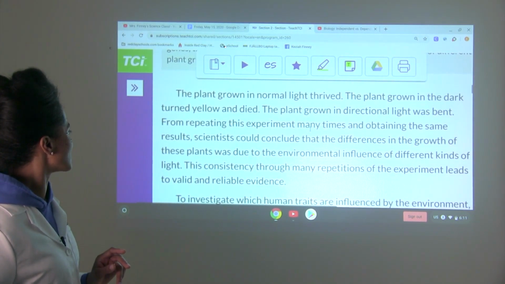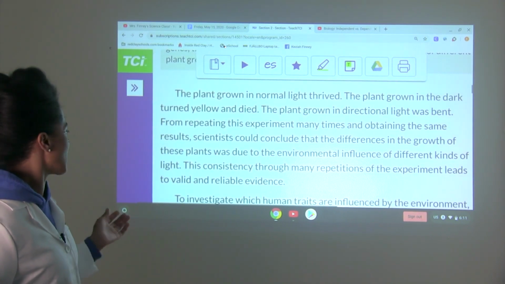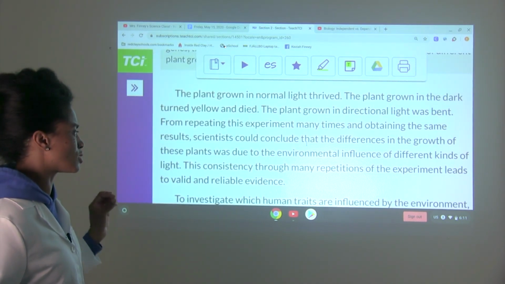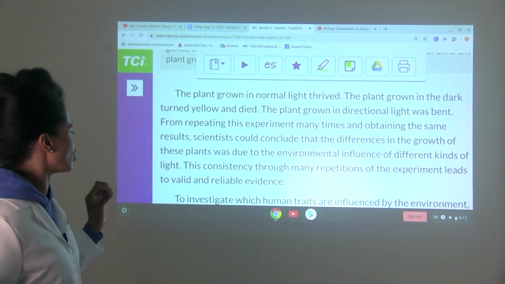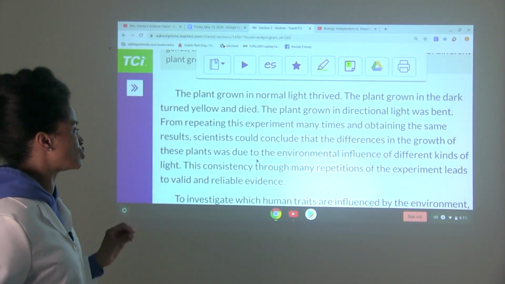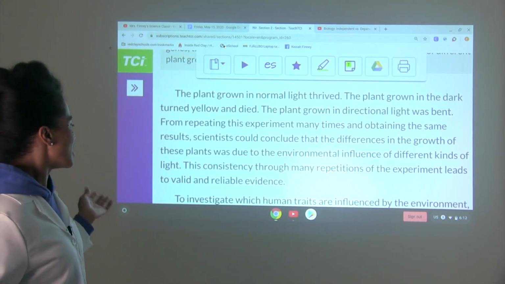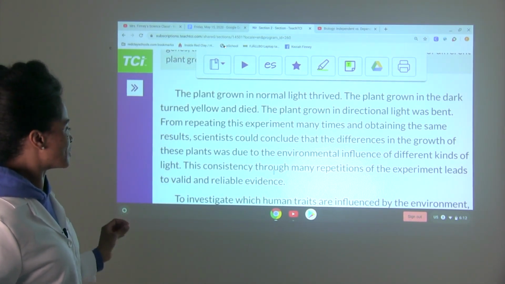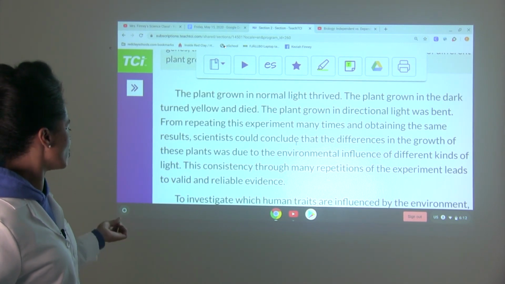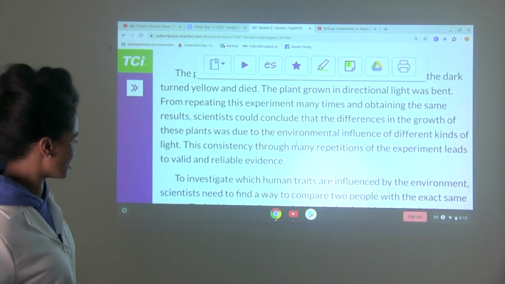From repeating this experiment many times and obtaining the same results, scientists could conclude that the differences in the growth of these plants was due to the environmental influence of different kinds of light. This consistency through many repetitions of the experiment leads to valid and reliable evidence.